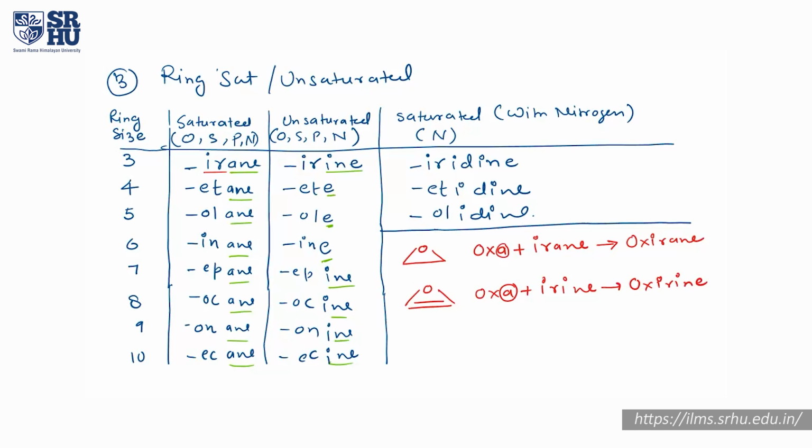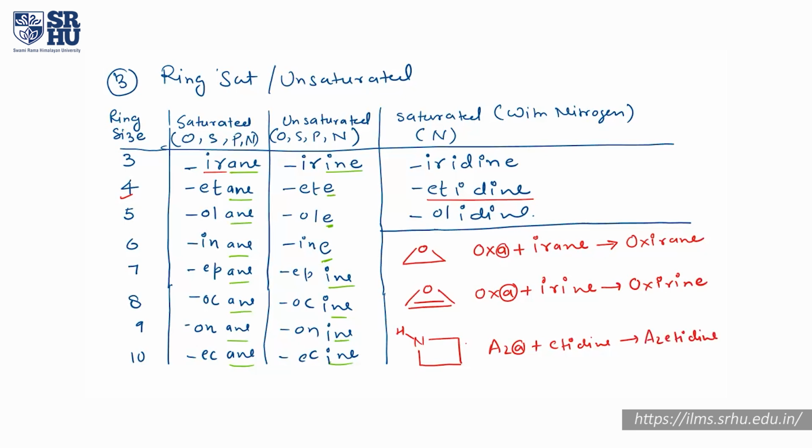Okay, in the same way, if we are having nitrogen but as a 4-membered saturated ring, now how will we name it? For nitrogen we have to apply aza, and for a 4-membered saturated ring with nitrogen, we have to apply etidine. So the A will be dropped and the name will be azetidine.